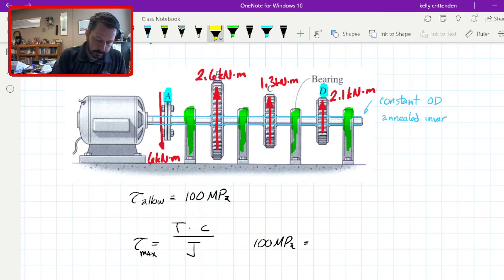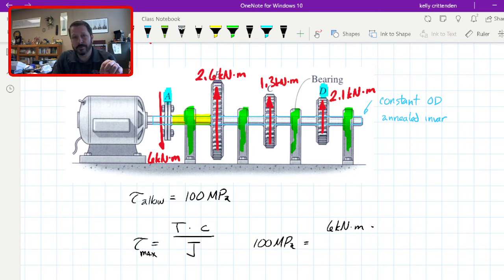But in this little section right here, that little section has to carry the entire 6 kilonewton meters. The next section carries 6 minus 2.6, and then the section between C and D carries whatever that was, minus 1.3, and then the very last section from D to that last bearing block doesn't have any torque in it. So the worst case is this little yellow section, where the maximum torque T is 6 kilonewton meters.